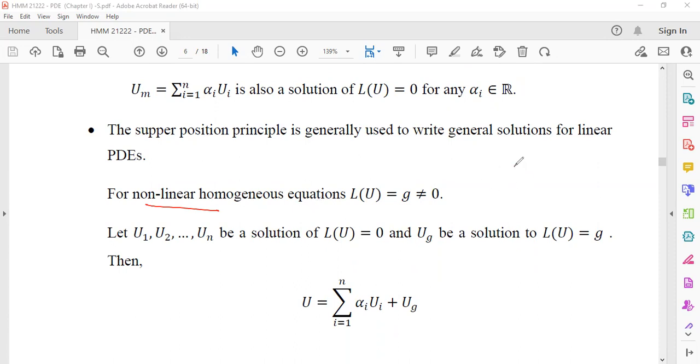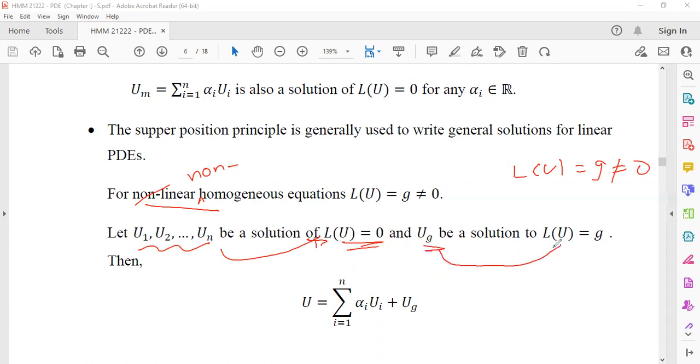For example, let's say Lu is equal to g, but that is not equal to 0. I think this should be linear non-homogeneous. If it is so, you have n solutions for the homogeneous case, and a solution for the non-homogeneous part. So adding all together, we will get the solution of this equation.